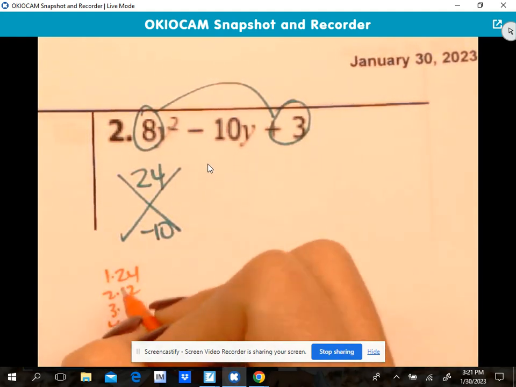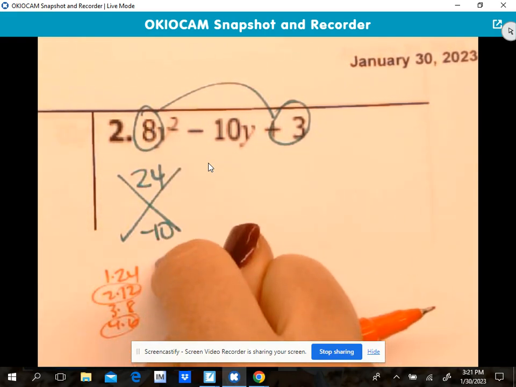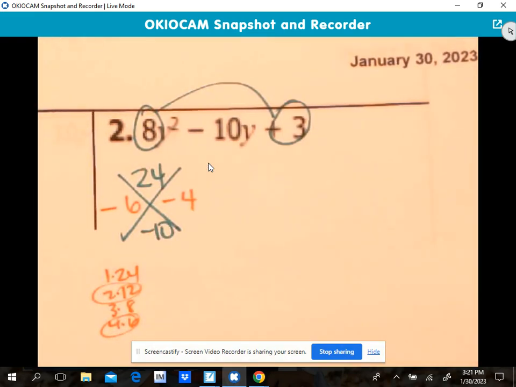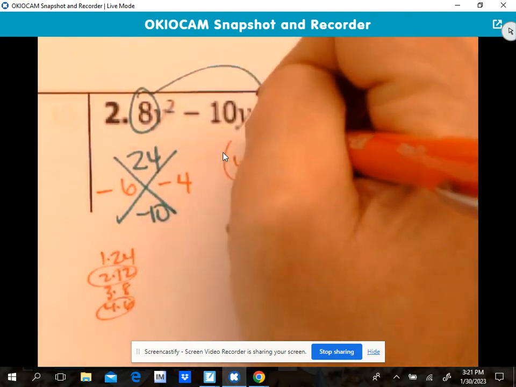We need a negative 10. I know that both of these can give me a 10, but I need a negative 10 and a positive 24. Remember, to be a positive up top and a negative down bottom, they both have to be negative. So it's going to be negative 6 and negative 4. If you're not sure, trial and error and use your calculator, okay?